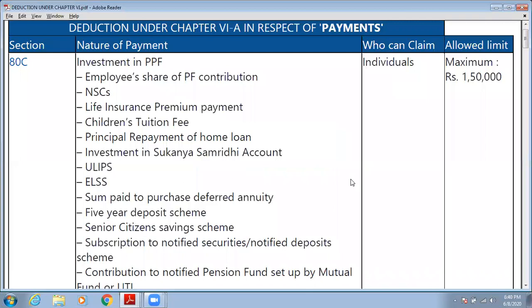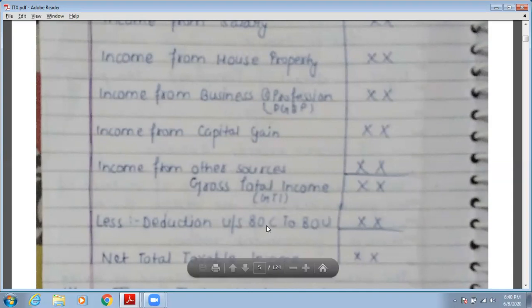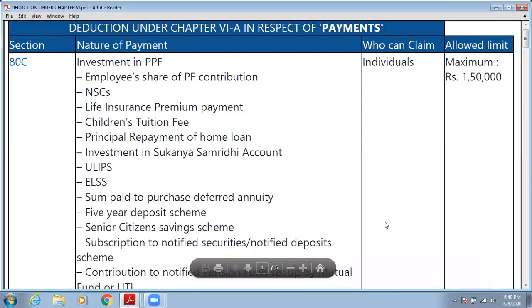ये मैक्सिमम मनी है. सपोज you invested 2 lakh rupees in PPF, then you will write here less deduction under section 80C, and you will write 1,50,000. Although you invested 2 lakh rupees, the deduction which is maximum allowed is only 1,50,000. That's why you will be allowed a deduction of 1,50,000 only. But if you invested 1 lakh rupees in PPF, then in that case, what will be the quantum of the deduction? That will be 1 lakh.